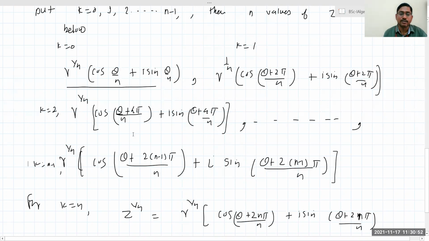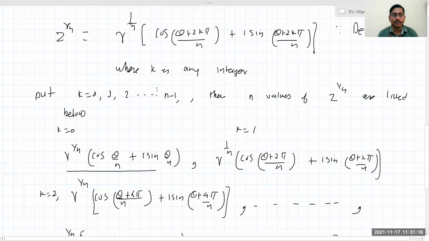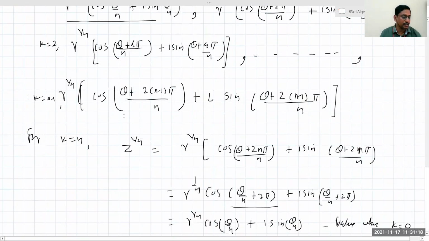So the cycle is completed. That means you can see all are distinct. Nothing is the same. All are distinct. And how many values are these? k equal to 0 gives the first value, k equal to 1 gives the second value, k equal to 2 gives the third value, and k equal to n minus 1 gives the nth value. So 0 is the first and n minus 1 is the nth. So in this way, for that complex number, you get n values.